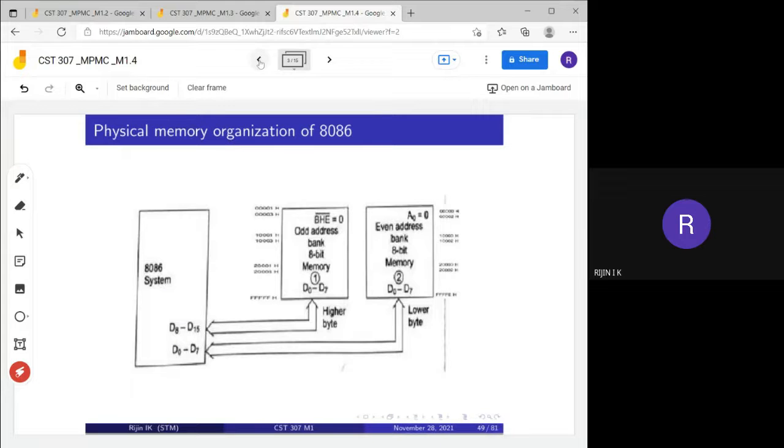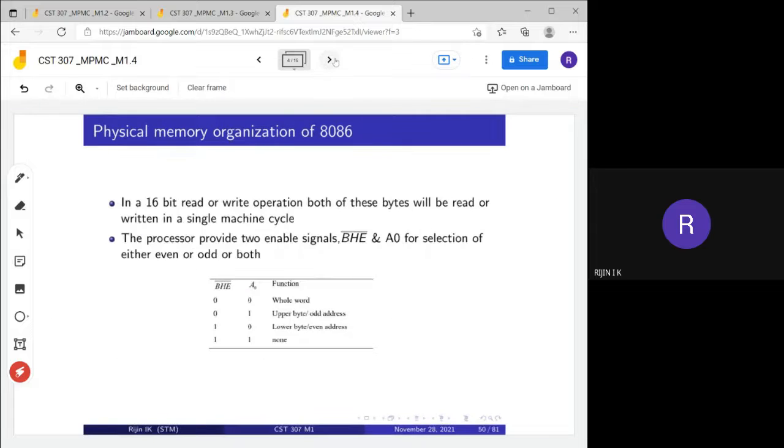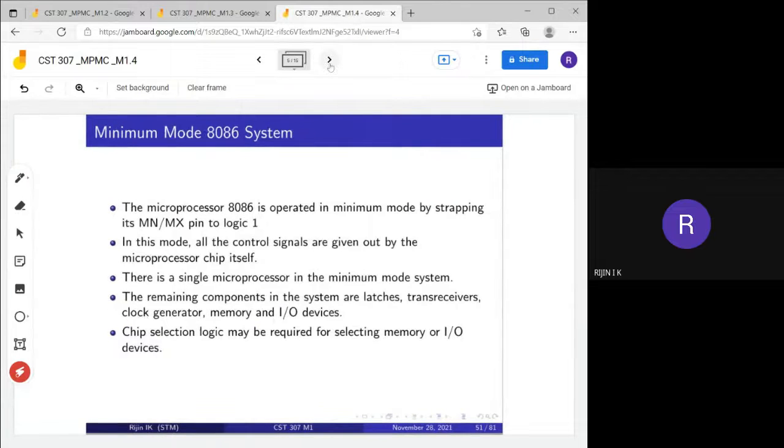Okay, and this is the diagrammatic representation of that physical memory organization. So this is our entire 8086 system. Two buses are there: the lower order byte D0 to D7 is connected to the even address bank, and the higher order byte D8 to D15 is connected to the odd address bank. Okay, clear? Any doubts in this? If not, we can take the next topic.